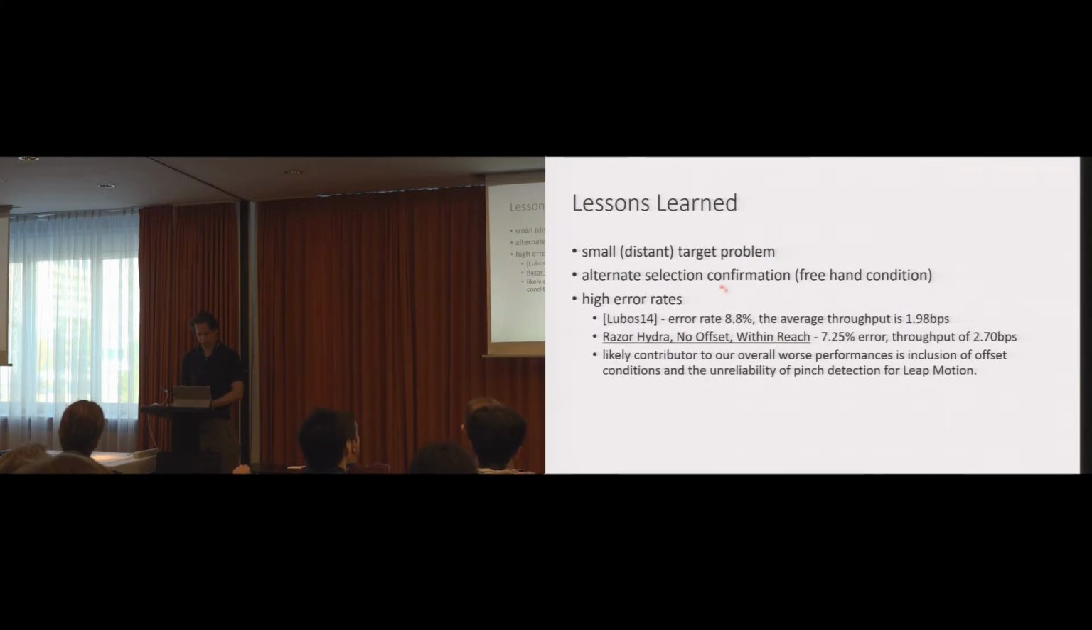Let's see, I'll skip some of these items for time. One thing to point out is although we had very high error rates overall, if we compared our results to some other more recent work that had a similar type of study, the error rates were 8% and an average throughput of about 1.98. If we stick with our best case scenario, which was the Hydra with no offset within reach, then in that case we were reasonably within range in terms of error and throughput. Essentially, once we added in all the offset techniques and the Elite Motion, that's when things started getting much higher error rates.